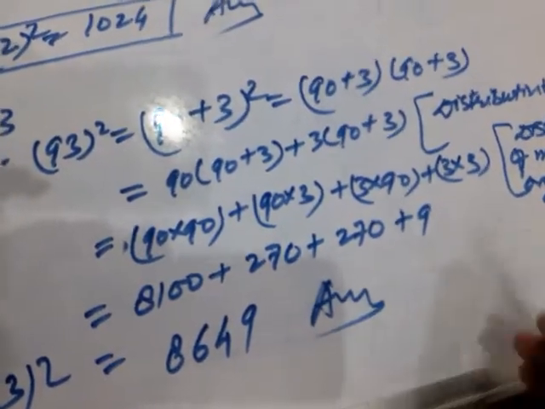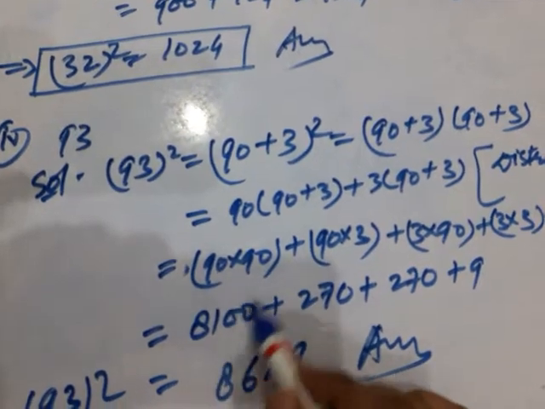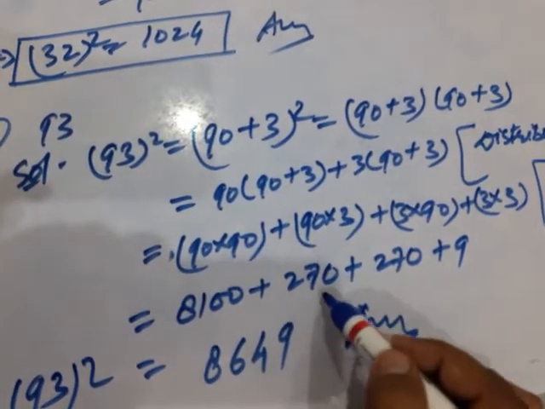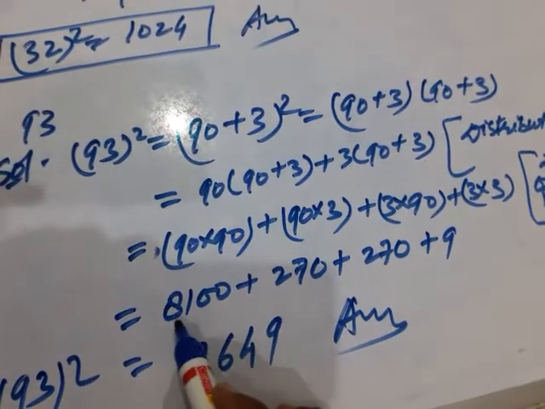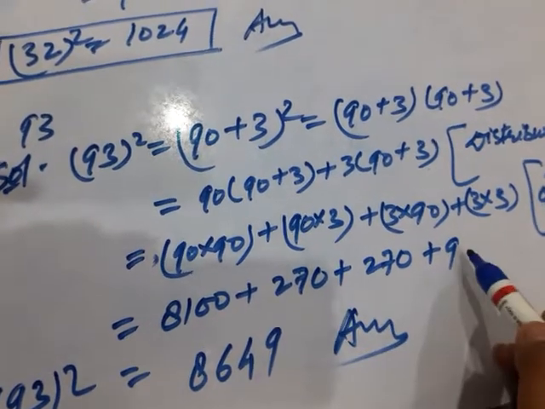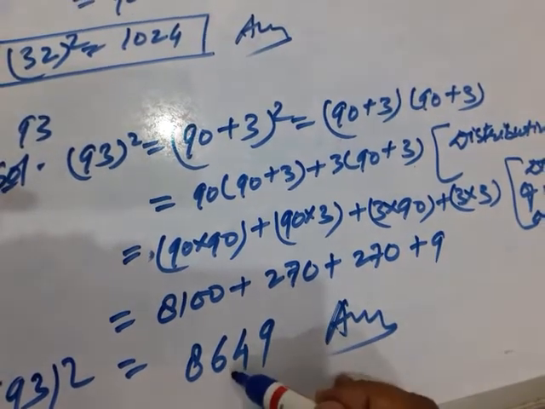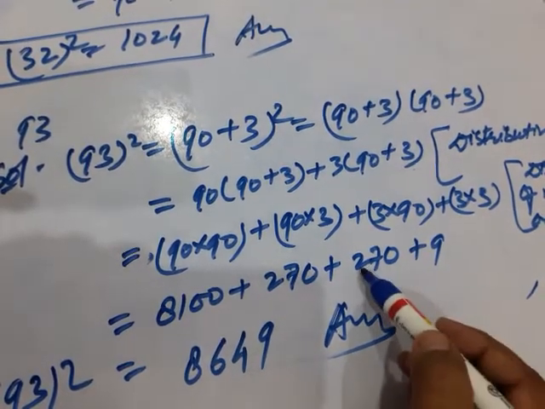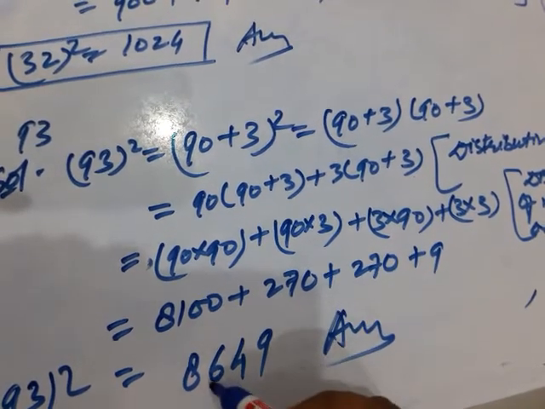Okay, you can check the calculation here. 9 nines are 81 and two zeros, 3 nines are 27 and one zero is there, 3 nines are 27 and one zero is there, 3 threes are 9. Now ones place: 9 is there. Tens place: 7 plus 7 is 14, 4 is there, 1 is carried over. Then 2 and 1 is 3, 3 and 2 is 5, 5 and 1 is 6, and 8.